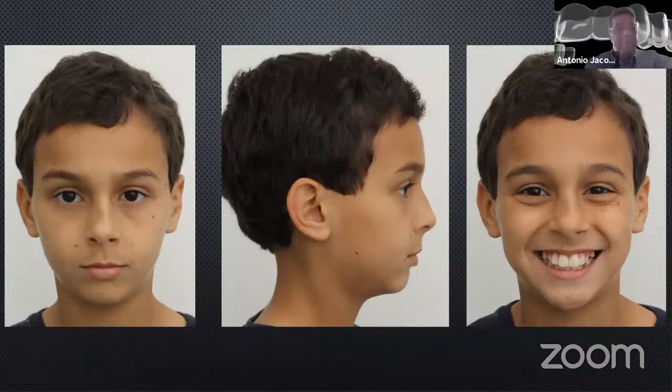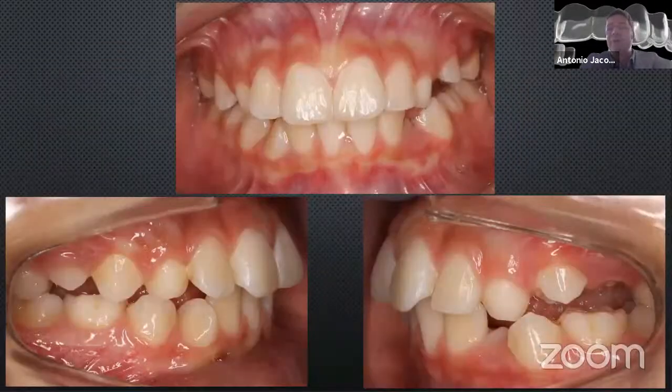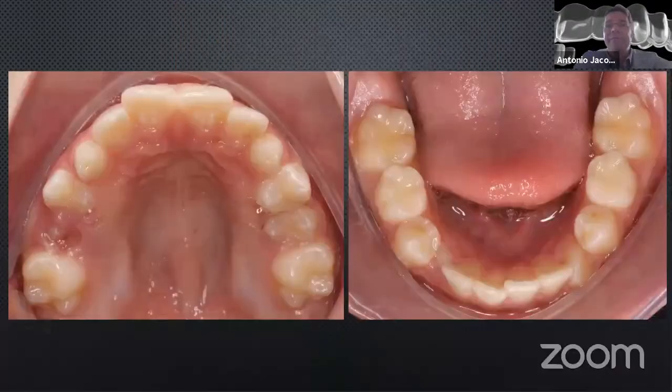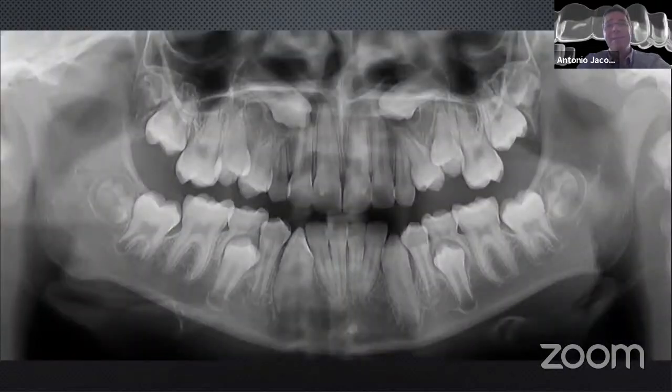Okay, we are beginning to have a little bit more experience with these cases. This was a very nice boy who came to be treated with me. He has a class 1, a little bit of lack of space in the lower arch, and the 2 impacted canines at this time. So at this time, I thought that maybe we could first extract the deciduous canines to see if these canines will come to the proper position.